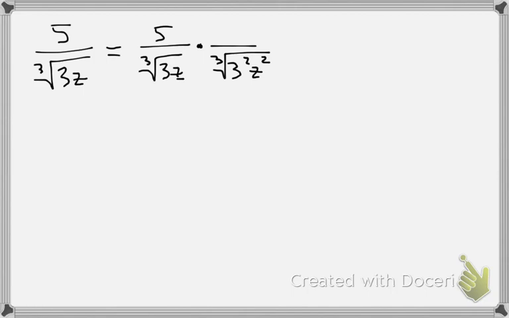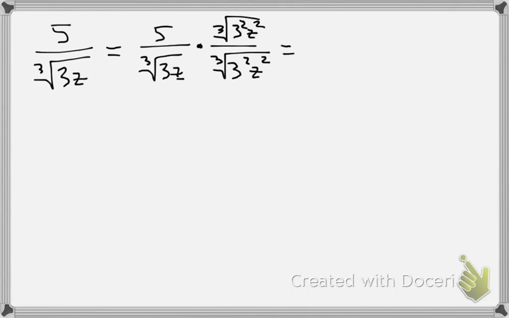Because how many do I need for a cube root? 3. I need 3. How many do I have of 3? 1. How many do I have of z? 1. So how many more do I need of each of them? 2 more. Does that make sense? You guys all agree? So if I multiply the bottom by cube root of 3 squared z squared, I'll multiply the top by cube root of 3 squared z squared.